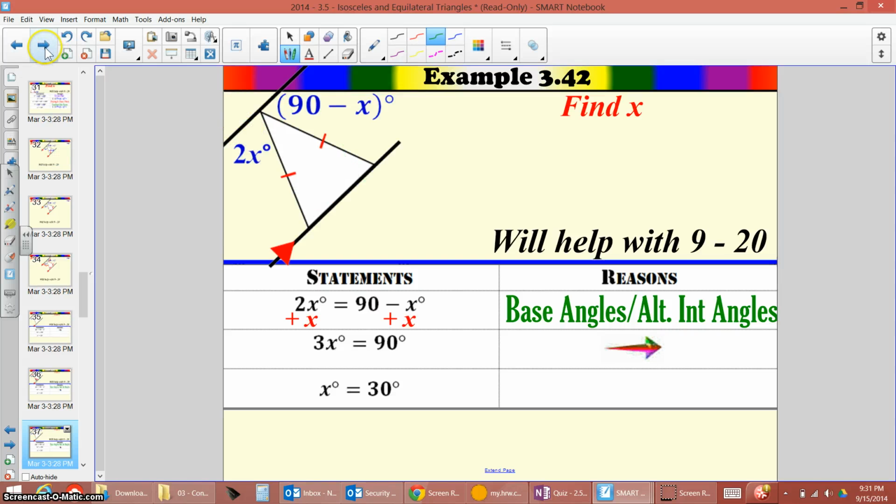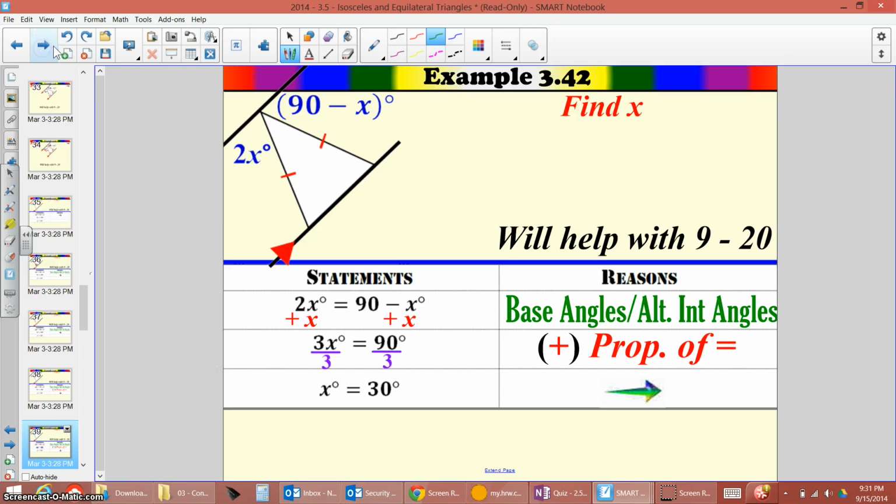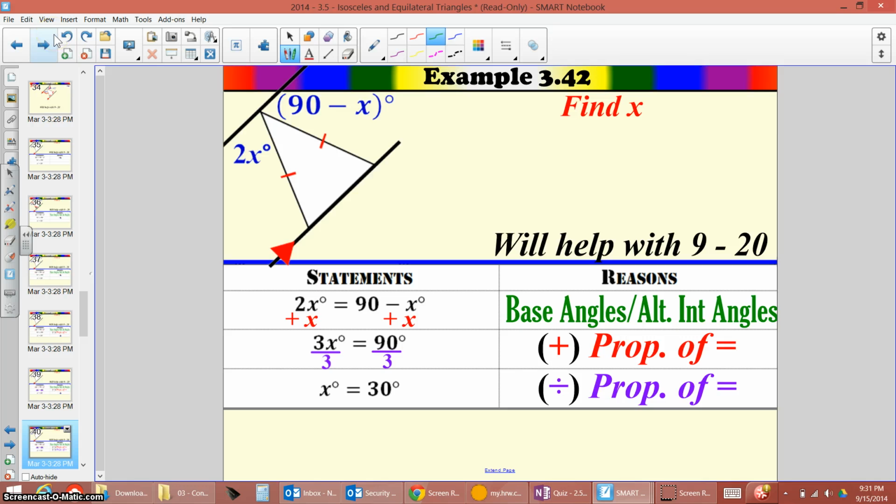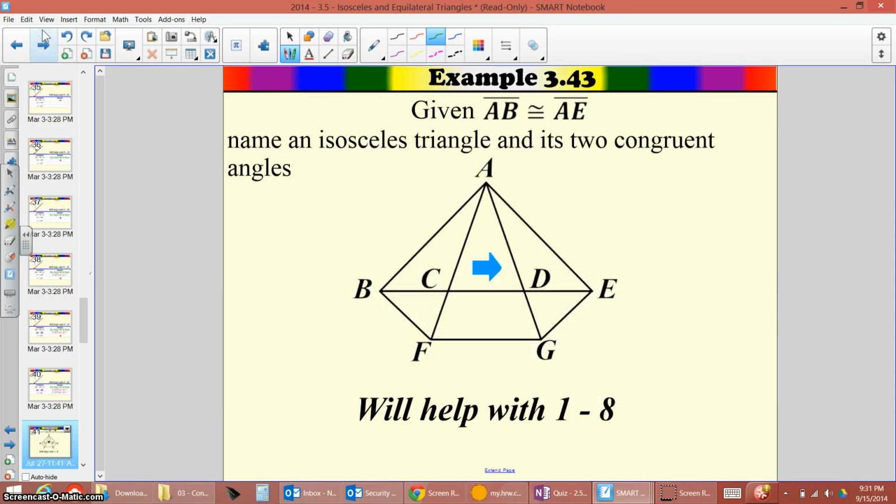And then we use a little bit of algebra to solve. And we say x equals 30 based on the division property of equality. So that's my reasoning. Oh, this is sweet. Given AB is congruent to AE, name an isosceles triangle and its two congruent angles. So if I say that AB is congruent to AE, I have to find a congruent triangle.